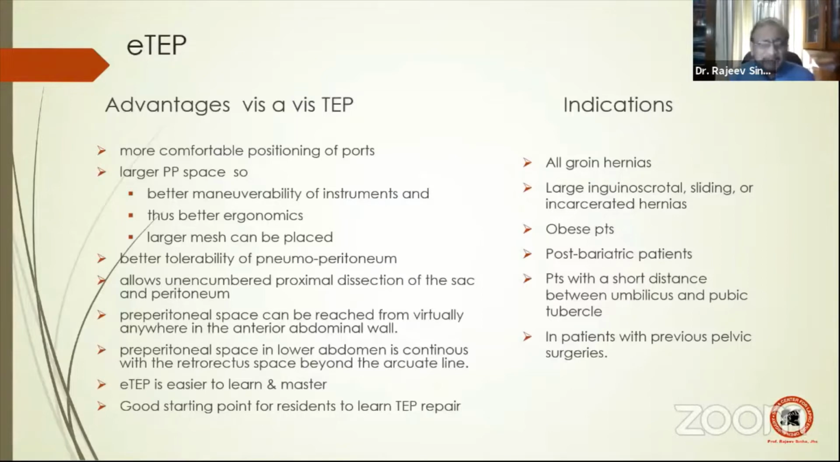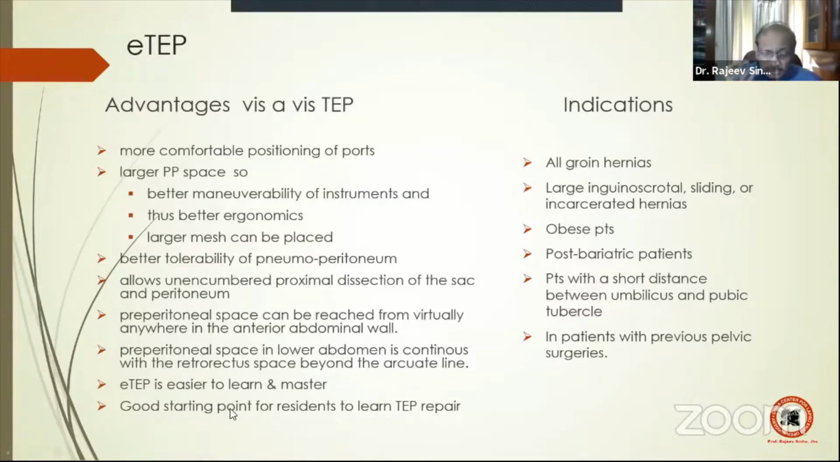The moment you start doing it, you will find it allows unencumbered proximal dissection of the sac and peritoneum. You can even dissect a very large sac, and that is why in those sacs which are very, very large, you can easily go in and do an ETP repair. And the pre-peritoneal space can be reached from virtually anywhere in the anterior wall, not only inside the rectus sheath. That's what I was trying to emphasize. Not only inside the rectus sheath, anywhere. And the pre-peritoneal space in the lower abdomen is continuous with the retrorectus space beyond the arcuate line. I'll just show you what that means. So it's easier to learn and master.